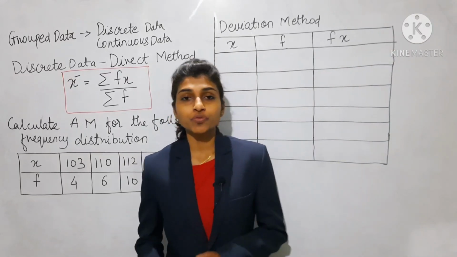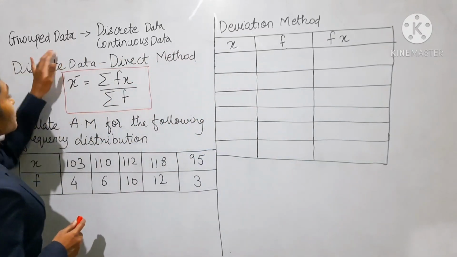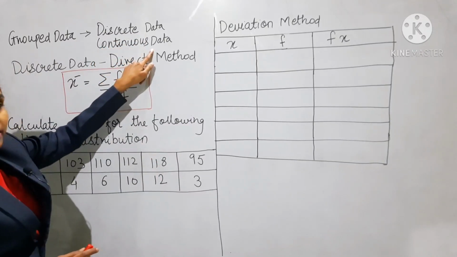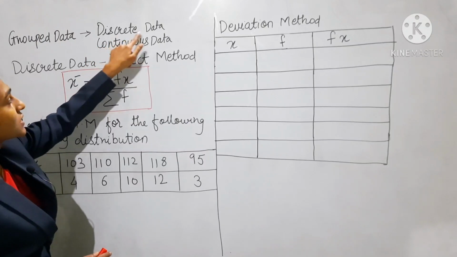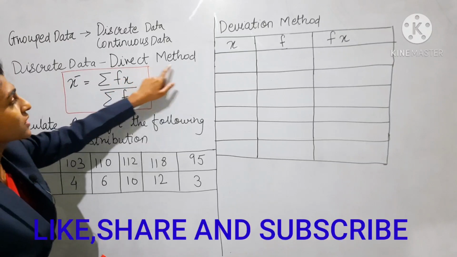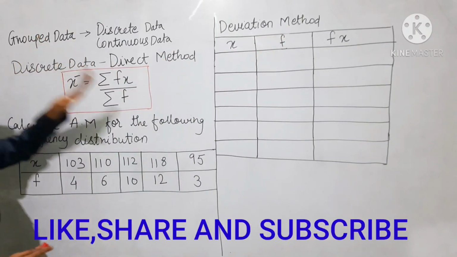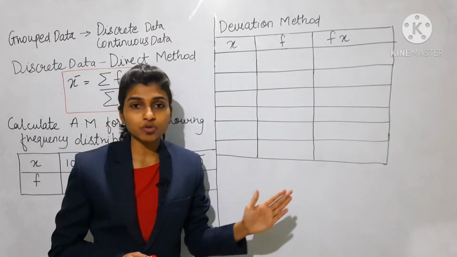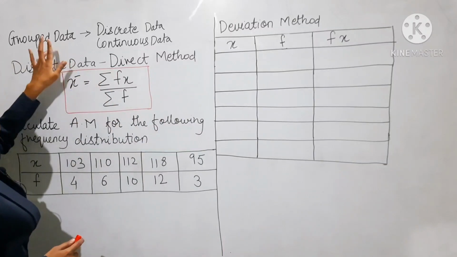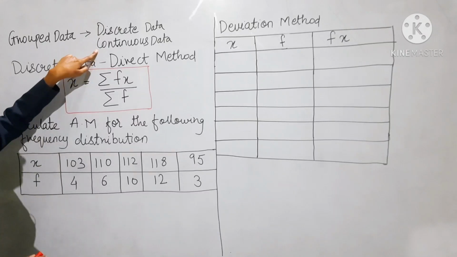Okay, so now we'll move to the group data. Now group data are of two types. In group data, there are two categories, discrete data and continuous data. Now we'll see what is discrete data. In ungrouped data, I hope you have understood, ungrouped data is what? Individual observations. Now group data. In group data, there are two types, discrete data and continuous data.